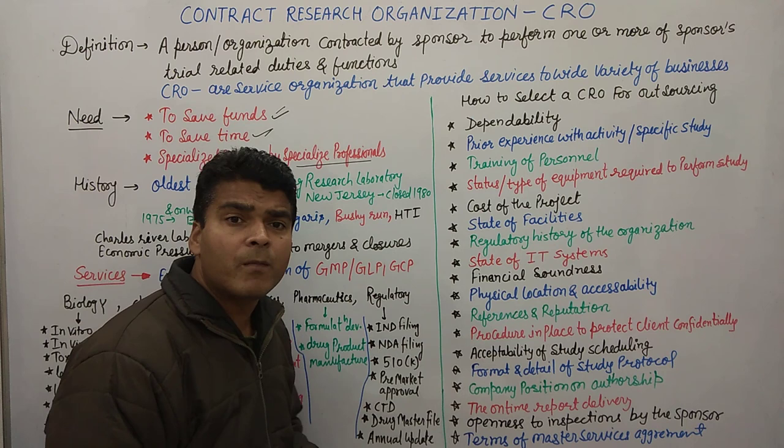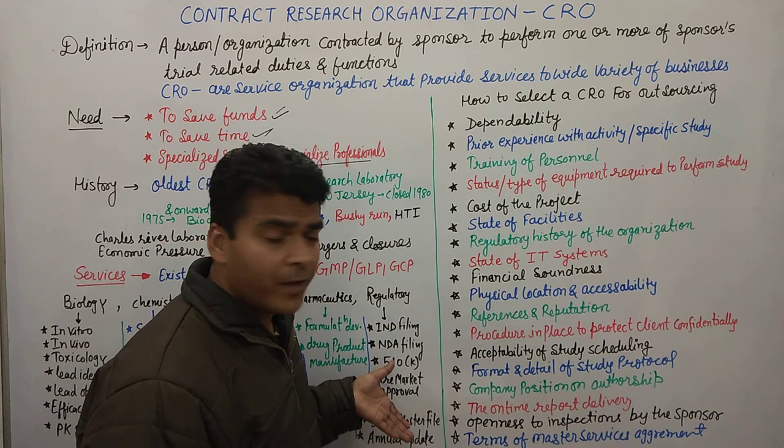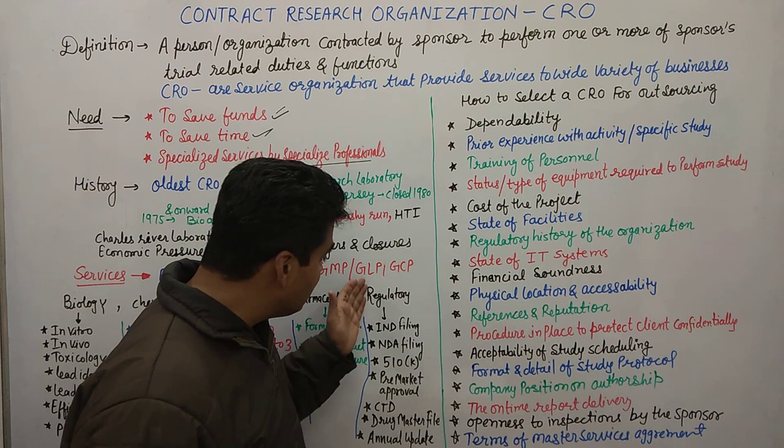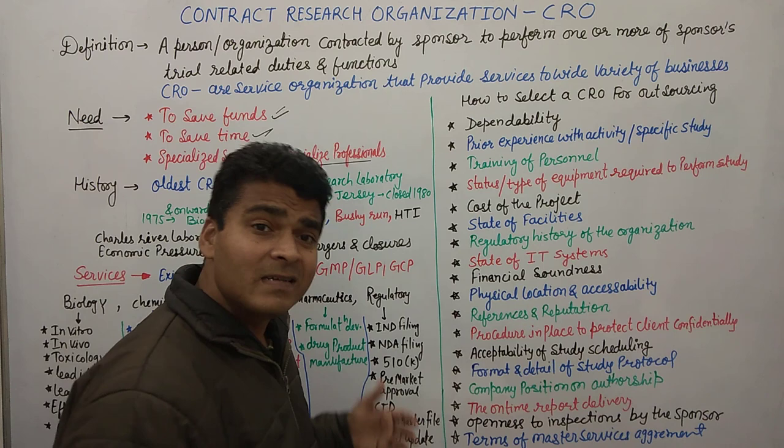You all know about the drug regulatory affairs department. Okay, so these kinds of activities are done by the drug regulatory affairs department, DRA. So whenever you get a job in DRA, you must know about these kinds of things and filing. Each and every country has a different kind of regulation, so you must know these things. Such things are done by the CRO. Clear everyone?